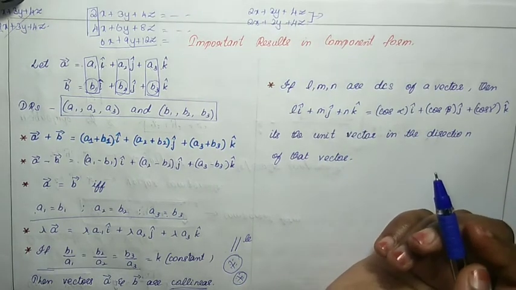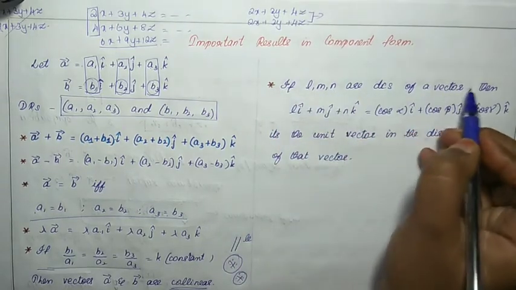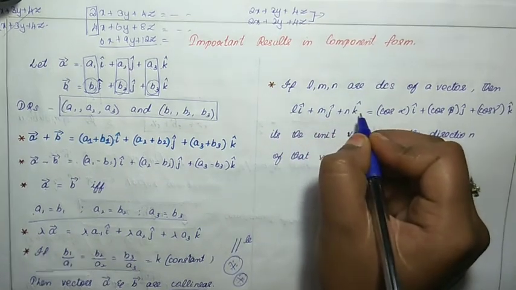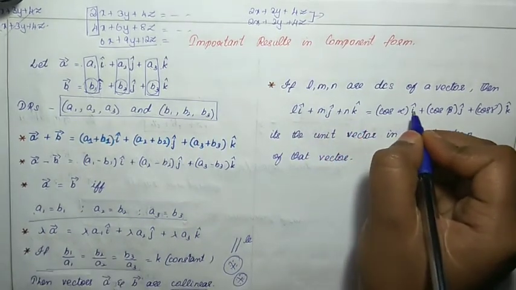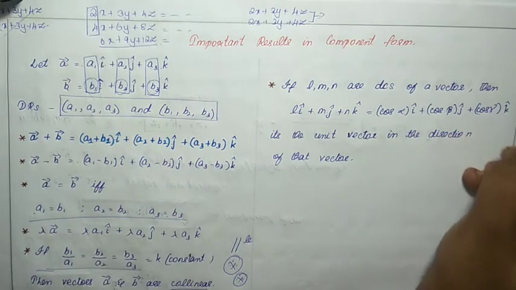Next, if L, M, N are DCs of a vector, then L i cap plus M j cap plus N k cap equals cos alpha i cap plus cos beta j cap plus cos gamma k cap.